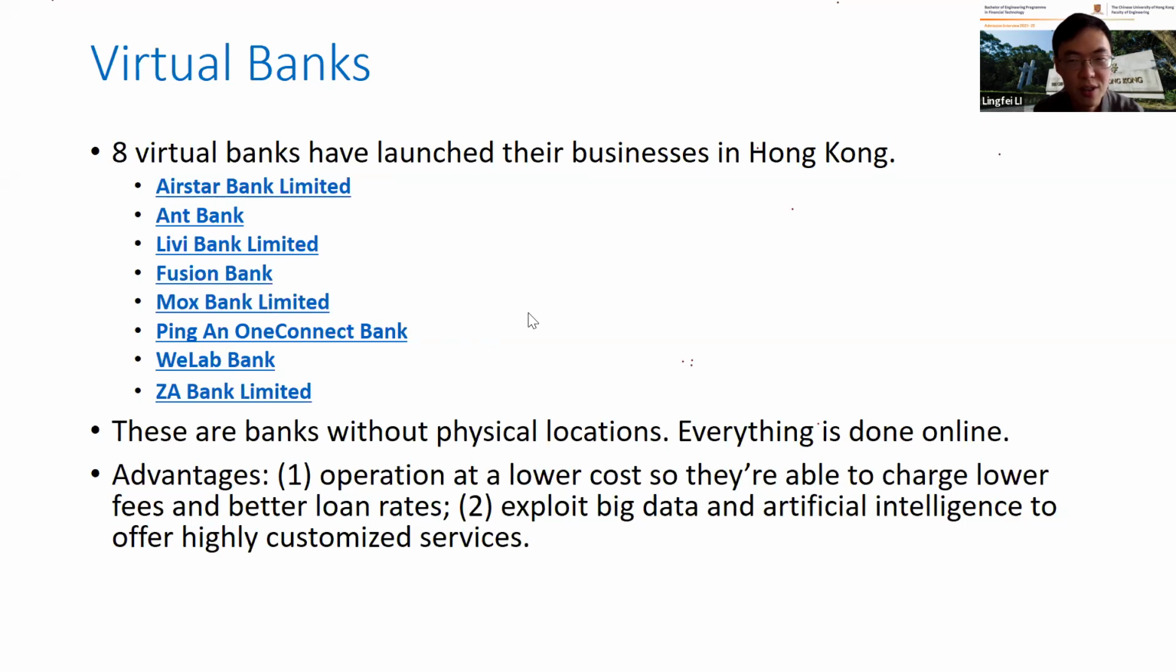So these tech companies can provide lots of data to these banks. Once you have data, you can do a lot of things. You can better understand your customers. The conventional banks are limited by data. They don't have that much data. They cannot really offer customized service.